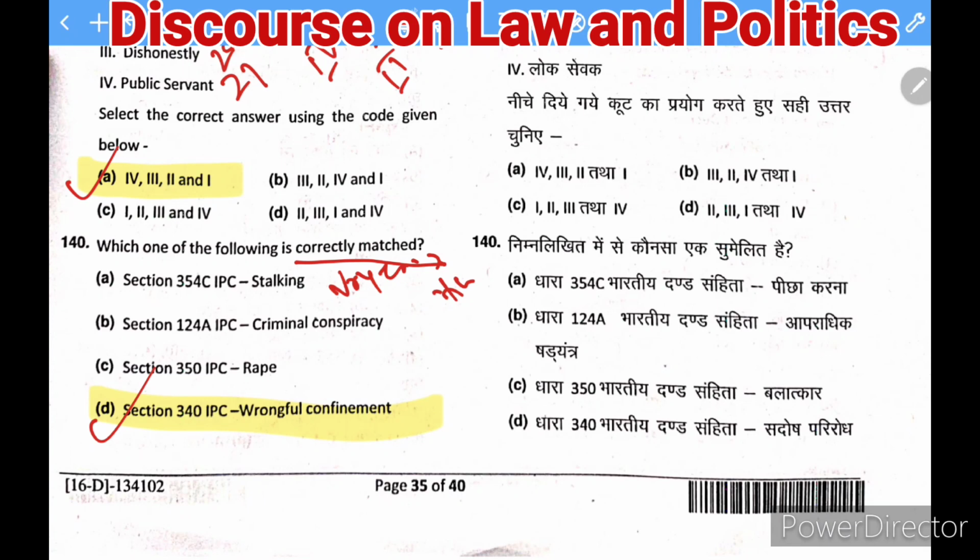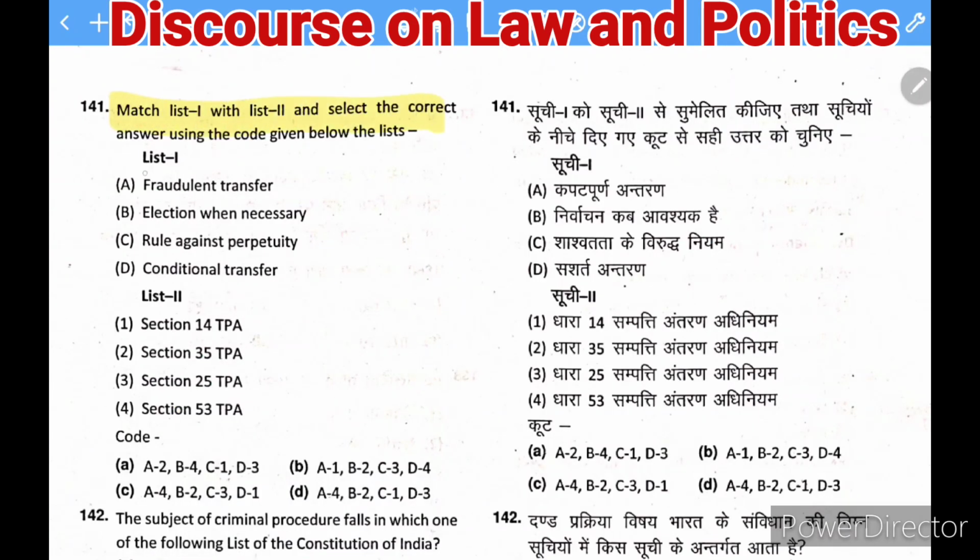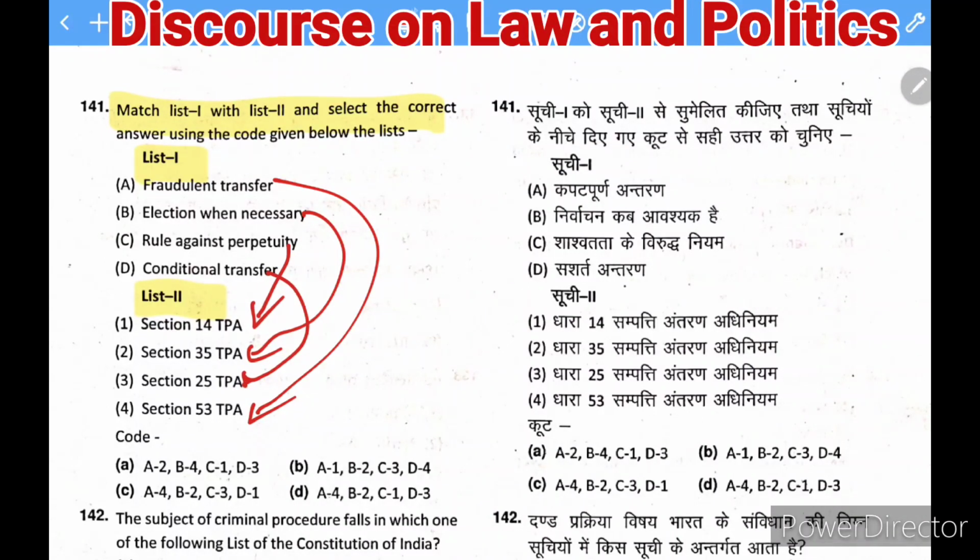Moving to the next question. Again this question is matching the list, list 1 and list 2. Let's start the matching, and it is from the TPA. The fraudulent transfer belongs to section 53 of the TPA. Election when necessary belongs to section 35. Rule against perpetuity is given in section 14. Conditional transfer is in section 25 of the TPA. So if you make a code here, you can see 4, 2, 1, 3. And where does this code lie? This code lies here in D. So D is the correct answer.